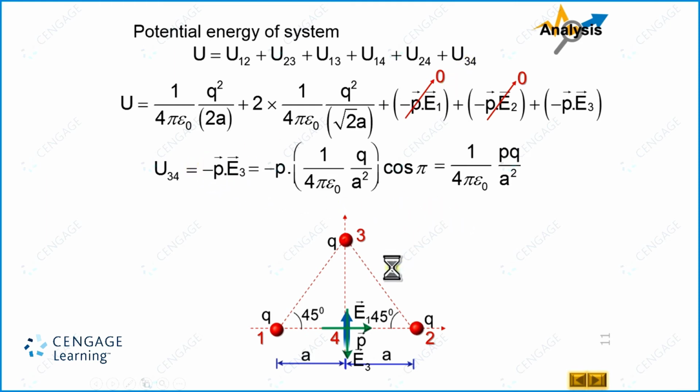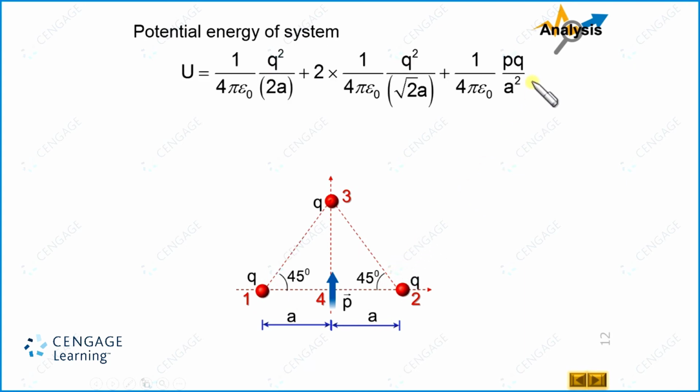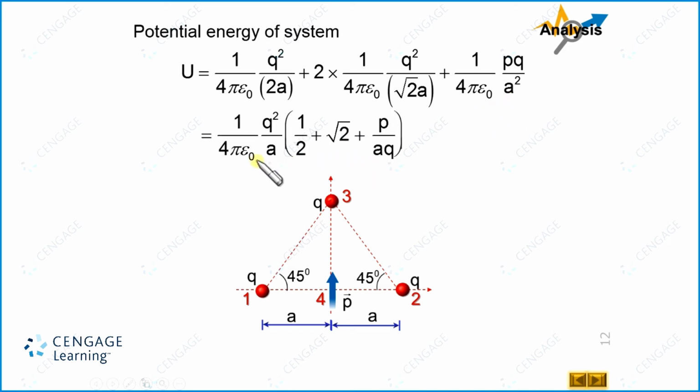Now we can substitute the value. So this is the final expression for the potential energy. We can rearrange this term like this. So this is the final expression for the potential energy of the system. Now let us move to the next illustration.